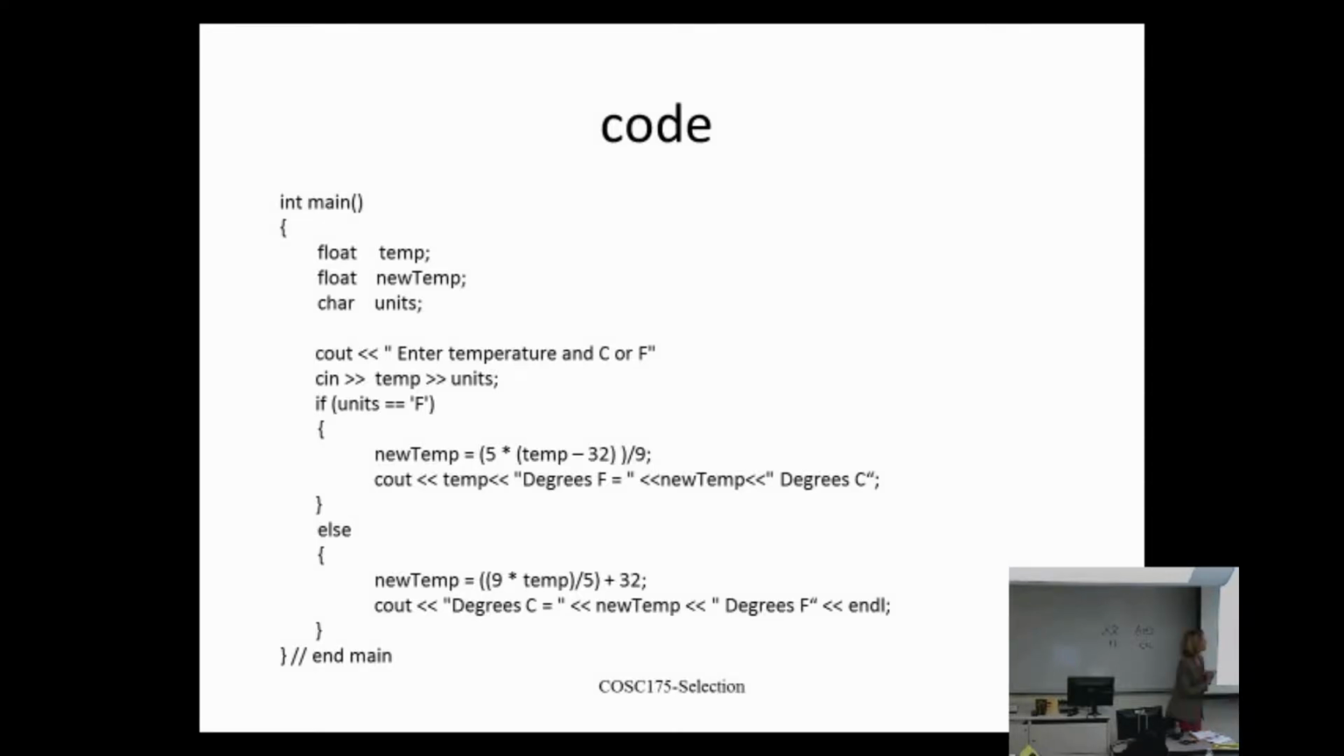So in this particular example, we're entering a temperature, and we're entering a character to say whether you entered a Fahrenheit temperature or Celsius temperature. If they entered an F for Fahrenheit, then you're going to do a conversion from Fahrenheit to Celsius. If they did not enter an F, you're going to come down here and do Celsius to Fahrenheit.